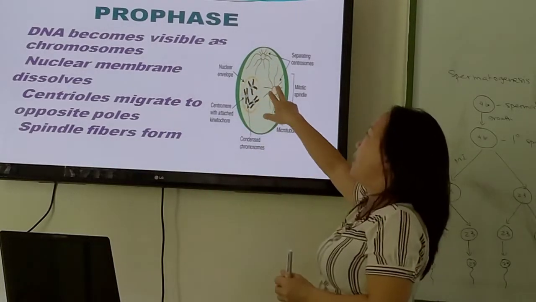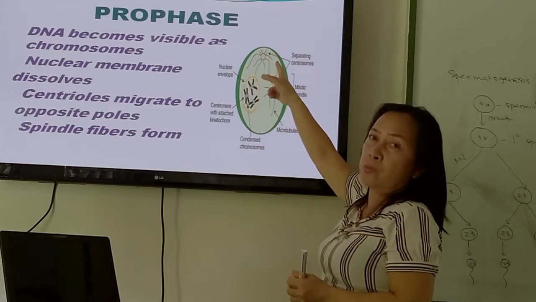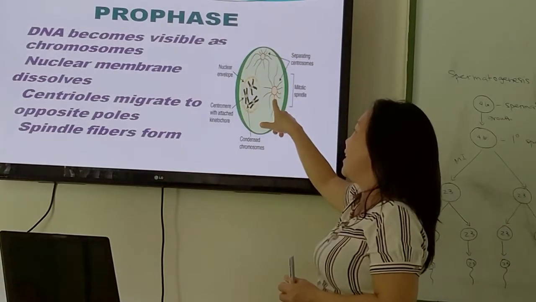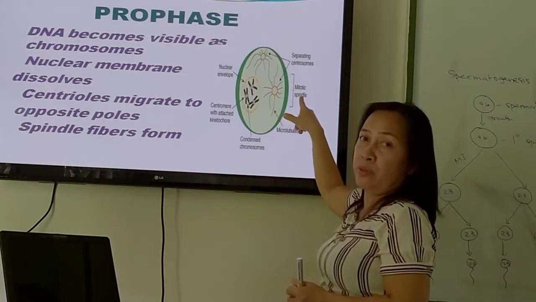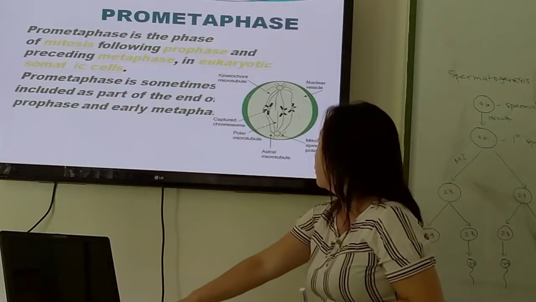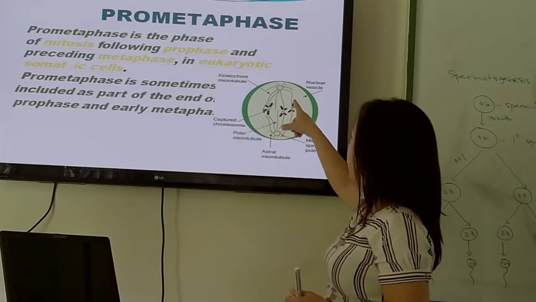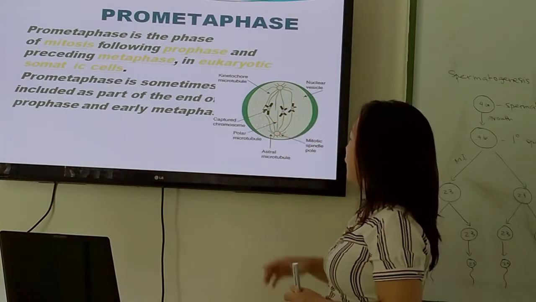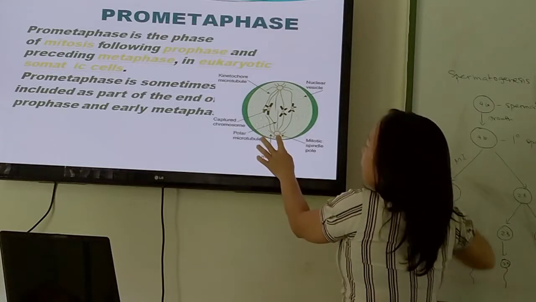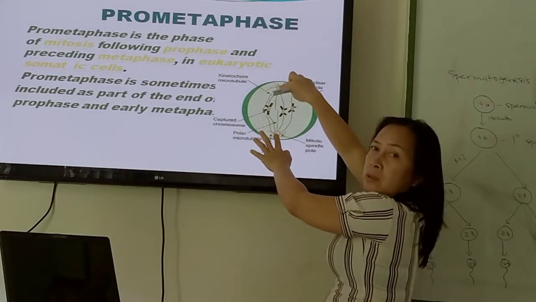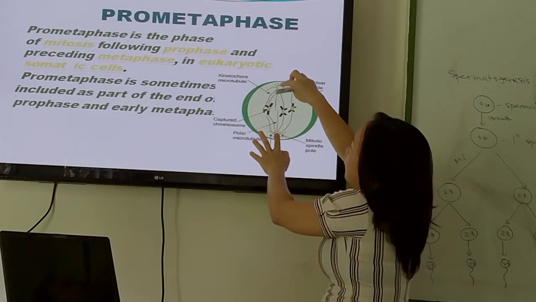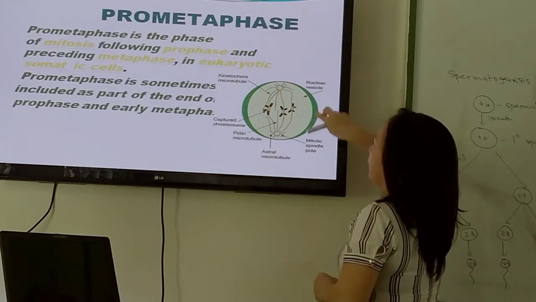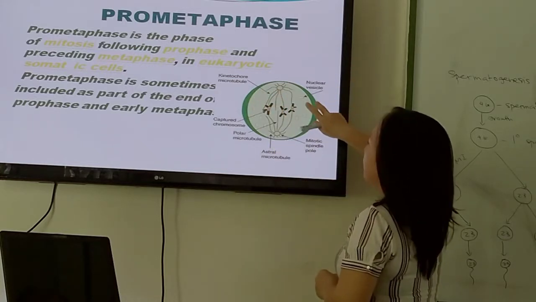Now, what is the purpose of this pair of centrioles? This is needed for the spindle fiber formation later. So, this is now for the organization of the spindle. So, this is in the prometaphase. Here, you could see that the centrioles reach the opposite pole, and there are already spindle fibers.